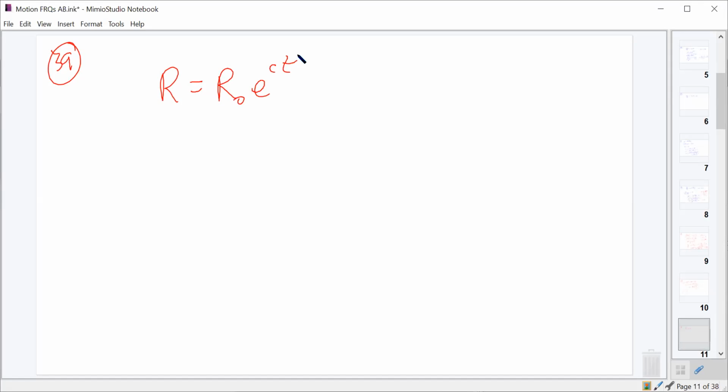And you can always go in and write dr dt equals C r, but then you just gotta do the integration. So it's helpful to just know that this is the y equals y naught e to the kt formula that we derived way back when. So that's all there is to 39. It's just knowing that formula.